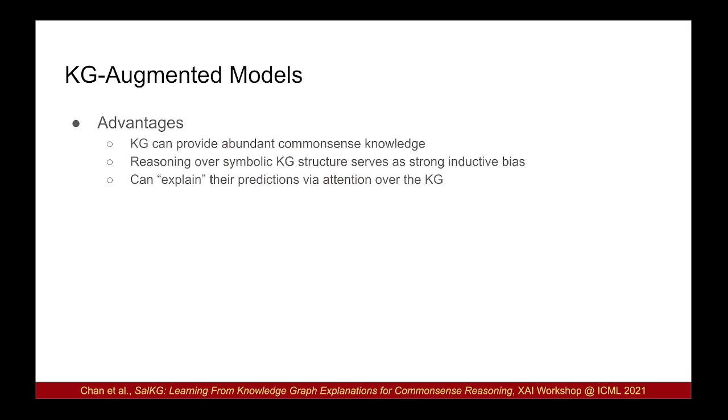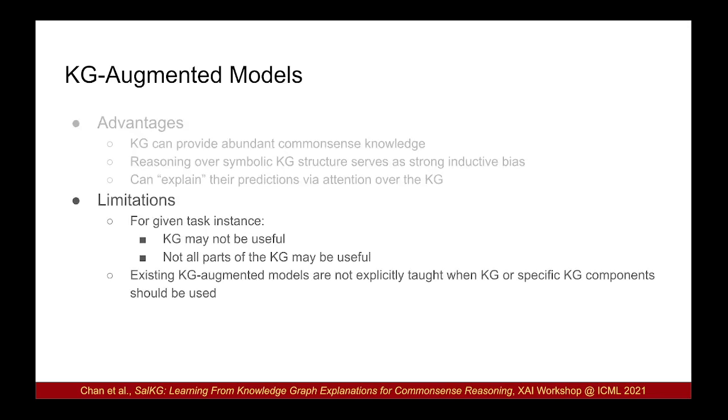There are several advantages of using KG augmented models. First, the KG can provide abundant common sense knowledge beyond just information from the task input and text corpora. Second, reasoning over the KG's symbolic structure serves as a strong inductive bias, which can improve generalization to unseen data. Third, KG augmented models can explain their predictions through attention over the KG nodes or paths.